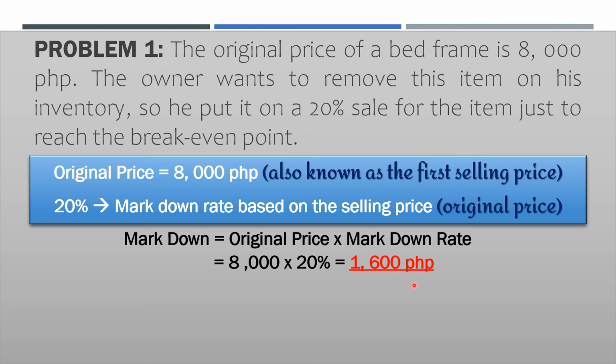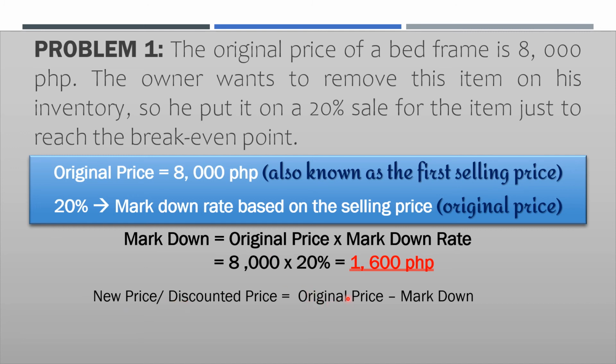So, itong 1,600 pesos, ito yung matitipid ng customer if he or she will buy a bed frame from this store. Okay. And then next, we're going to find out magkano na lang ang ibabayad ng customer sa bed frame pag ito ay nakasale lang 20%. So that is what we call the new price or the discounted price, and that is equal to original price minus the markdown. And then we are going to substitute the values for the given terminologies we have here. Original price is 8,000 minus the markdown is 1,600. 8,000 minus 1,600, it will give us 6,400 pesos. So, ito na lang ang babayaran ng customer. Okay.